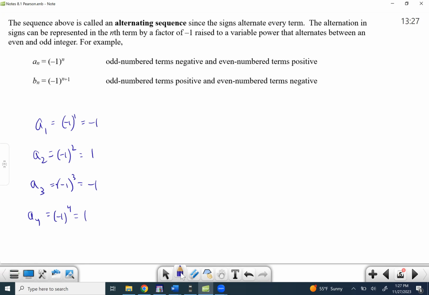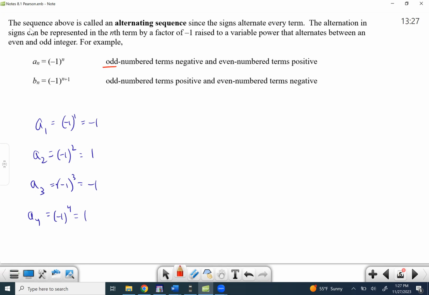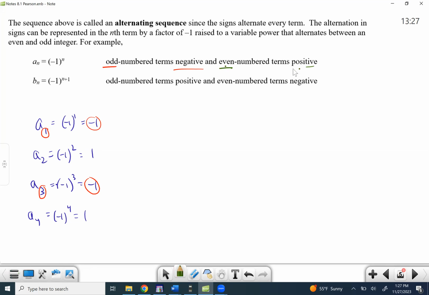All right, so what they're saying here, if you look at these directions, is that for odd numbered terms, it should be negative. Well, that's true. Look at our odds, they were negative. Then for any even numbered terms, it's positive. Yeah, for the 2, it was positive, and for the 4, it was positive.